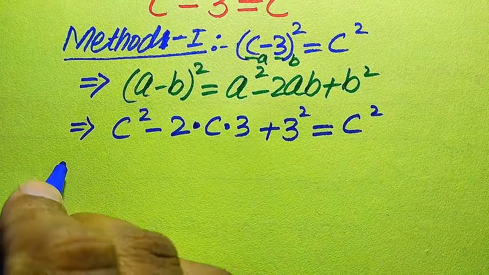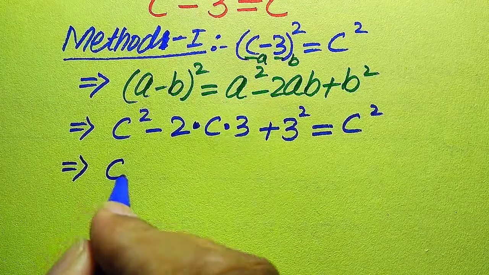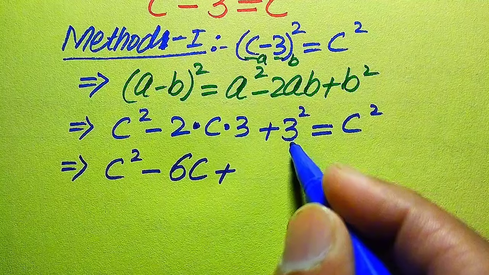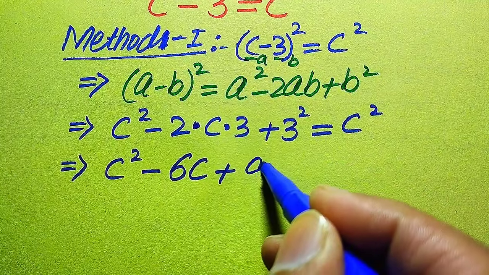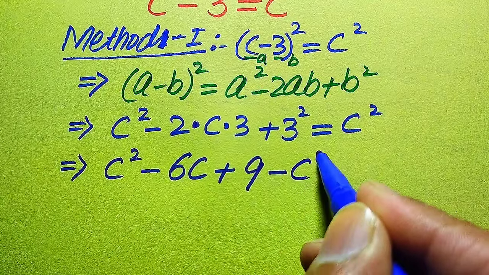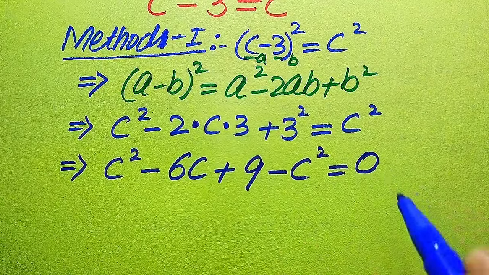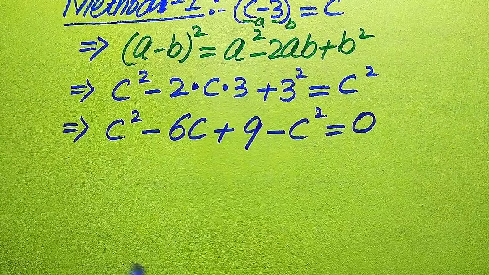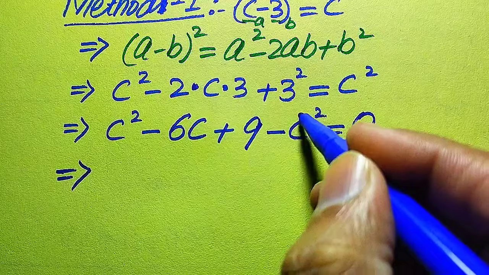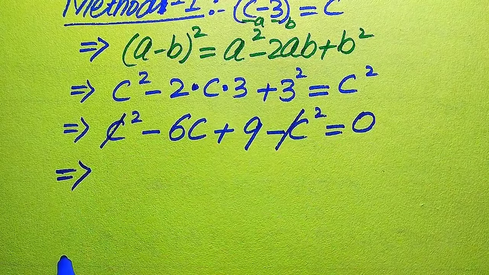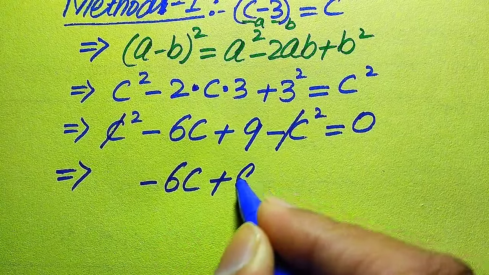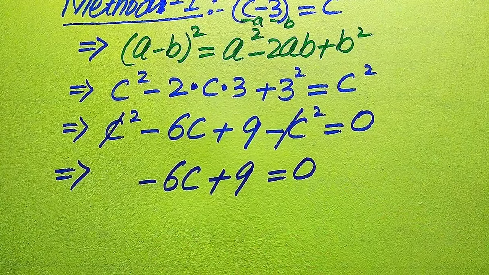And further in the next step we need more simplifications, and it will be written as c square minus 2 times 3 becomes 6c plus 3 square, and 3 square becomes 9. We move this c square from the right hand side to the left hand side and it becomes minus c square, and this whole equation is equal to 0. Now in the next step, the minus c square and plus c square cancel out each other, and we will get minus 6c plus 9 is equal to 0.